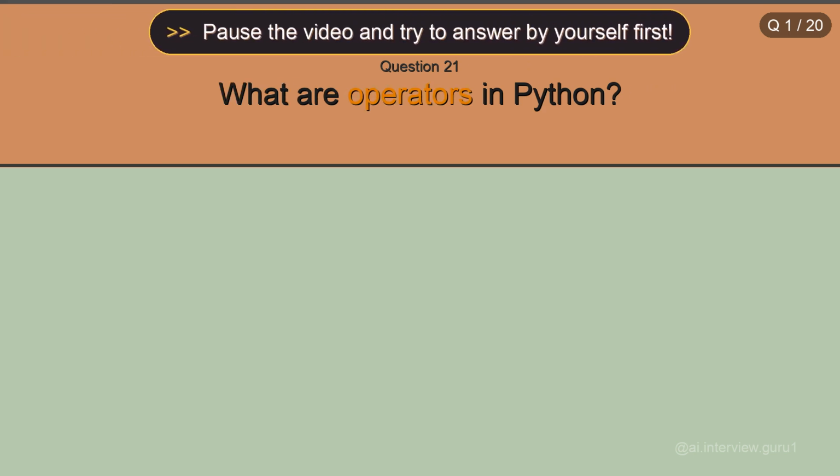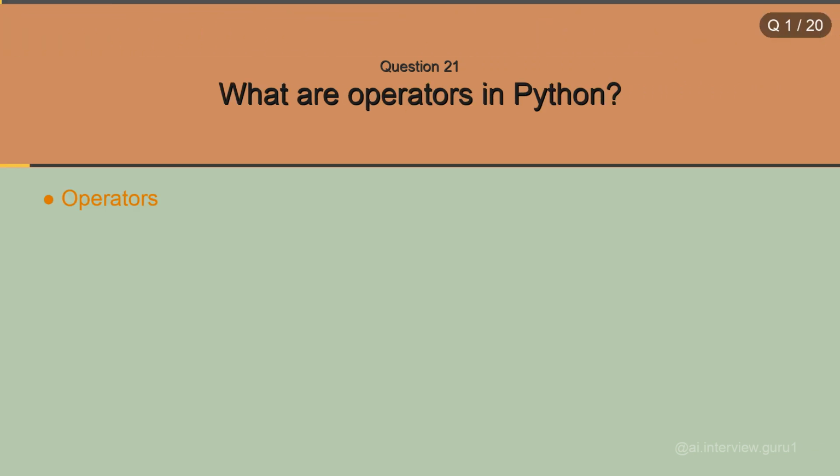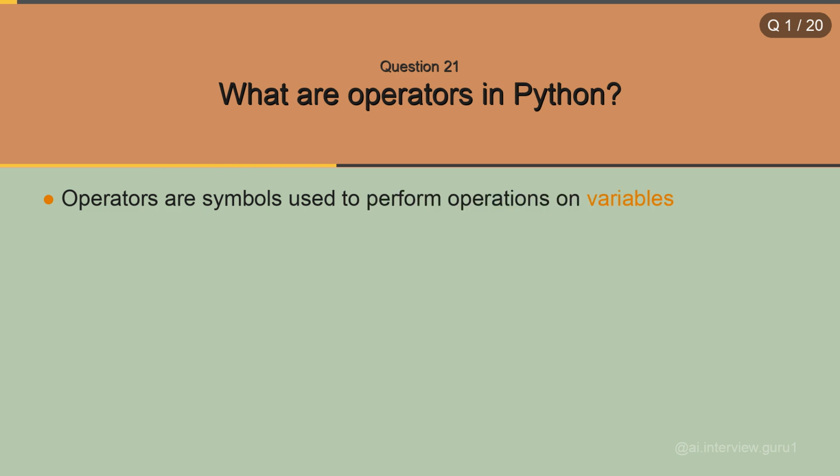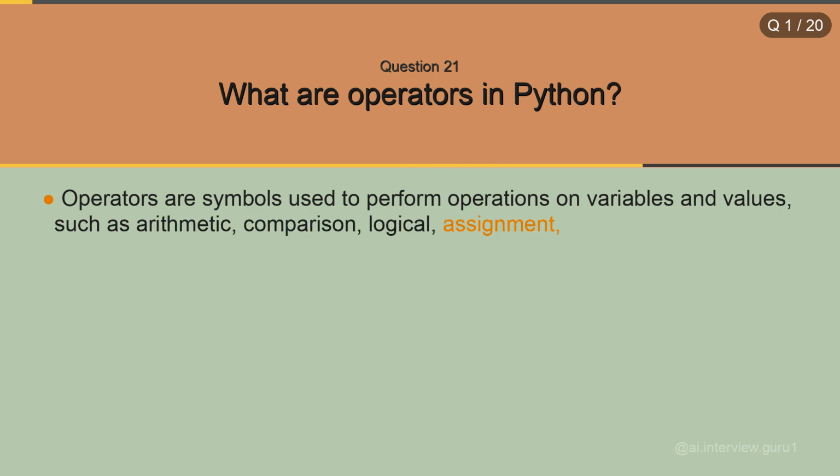What are operators in Python? Operators are symbols used to perform operations on variables and values, such as arithmetic, comparison, logical, assignment, and bitwise operations.